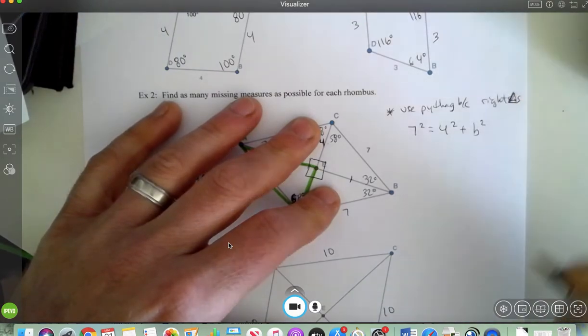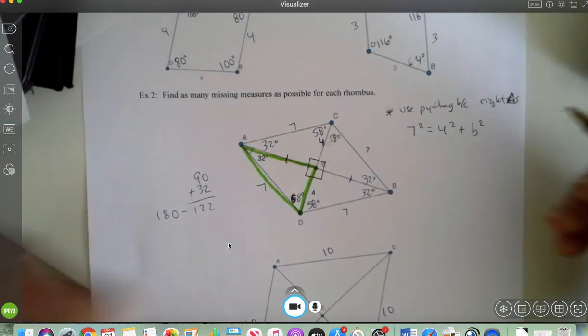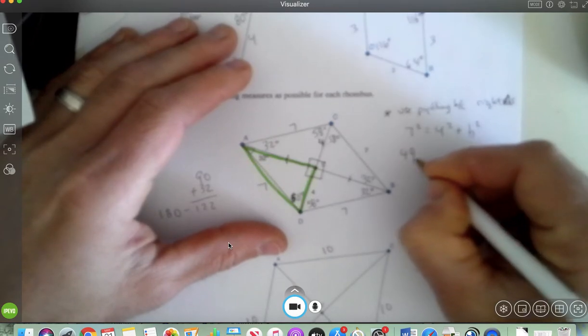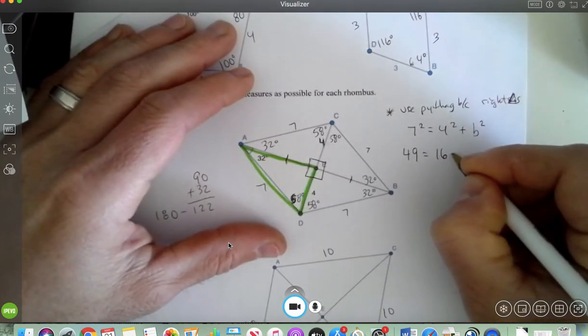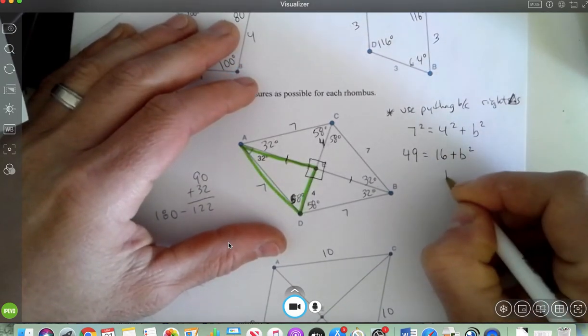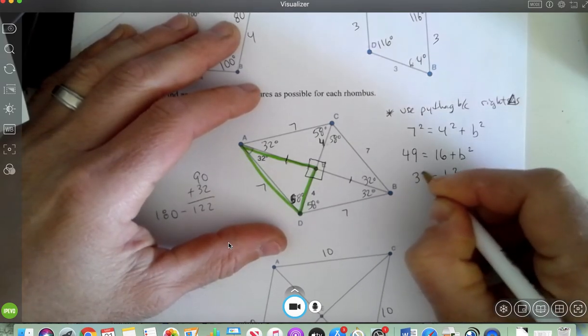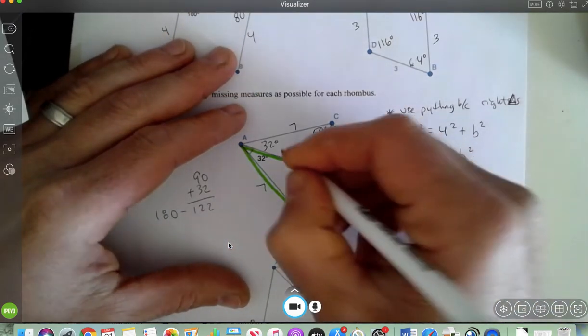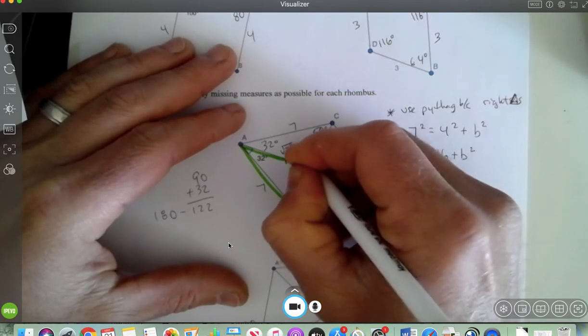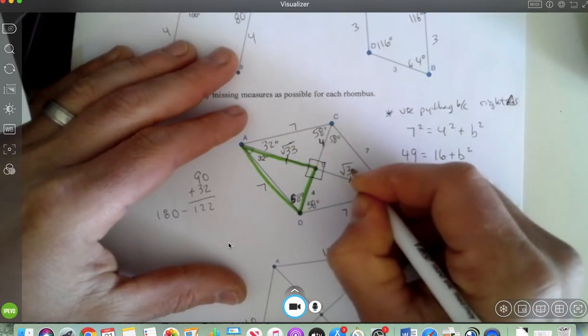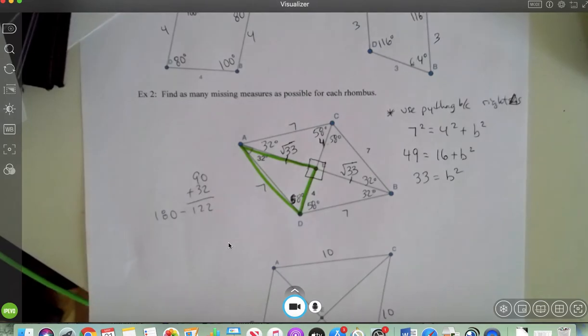So 49 equals 16 plus b squared. So b squared is 33. We take the square root of it, and we get the not too pleasant square root of 33. It doesn't reduce, so we just leave it there. And that's okay if it doesn't reduce. Sometimes they do, sometimes they don't.